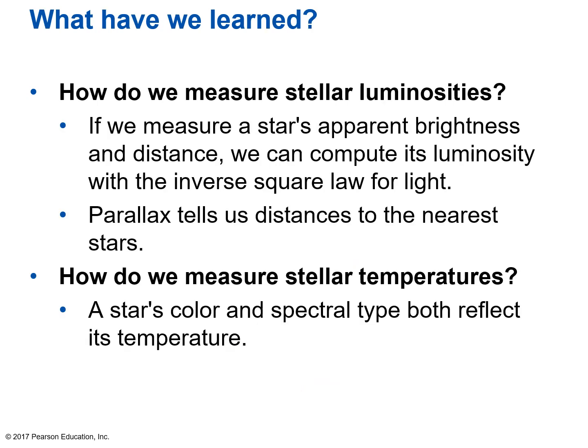What have we learned? How do we measure stellar luminosities? This goes back to the part 1 video. If we measure a star's apparent brightness and distance, we can compute its luminosity with the inverse square law for light. Remember, the inverse square law means that the apparent brightness is related to the square of the distance and the luminosity. Parallax tells us the distances to the nearest stars. How do we measure stellar temperatures? A star's color and spectral type both reflect its temperature.